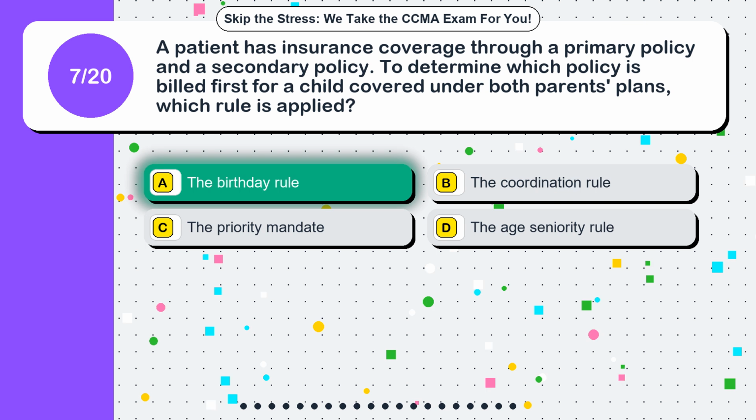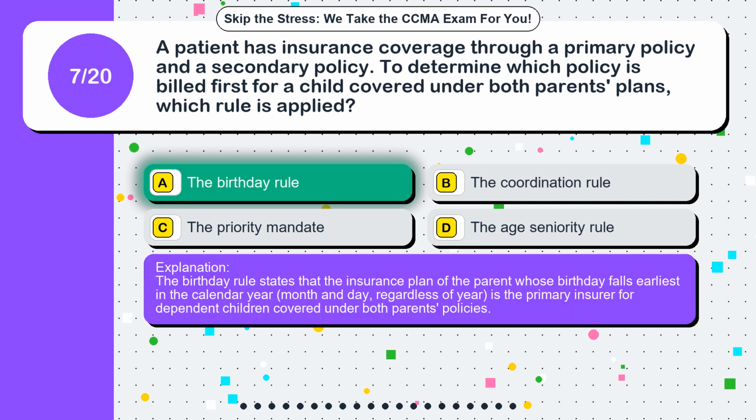The correct answer is option A. The birthday rule. The birthday rule states that the insurance plan of the parent whose birthday falls earliest in the calendar year, month and day, regardless of year, is the primary insurer for dependent children covered under both parents' policies.